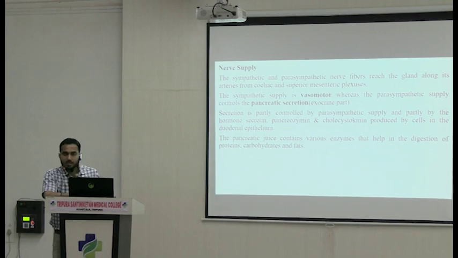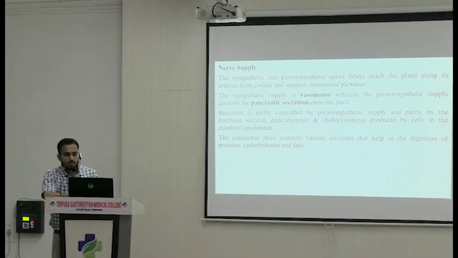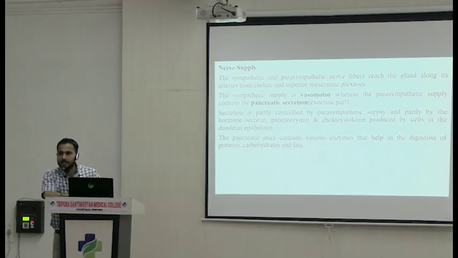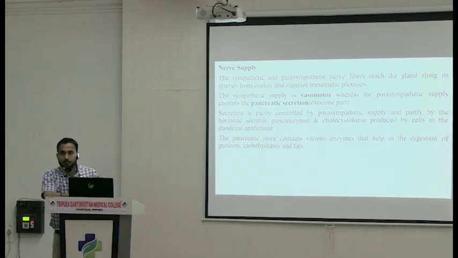Now, what is the function of the sympathetic? It is vasomotor, whereas the parasympathetic controls the pancreatic secretion, that also the exocrine part, not the endocrine part. Two parts are there, the exocrine part and the endocrine part. The exocrine part, not completely, partly it is controlled by the parasympathetic. And what about the endocrine part? How is it controlled? Any idea? It is under hormonal control, which is secreted from the pituitary gland.